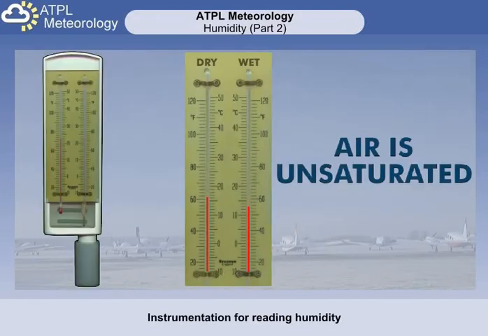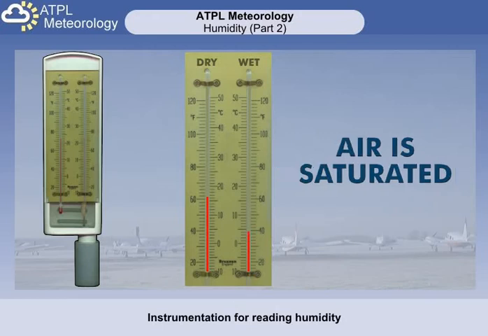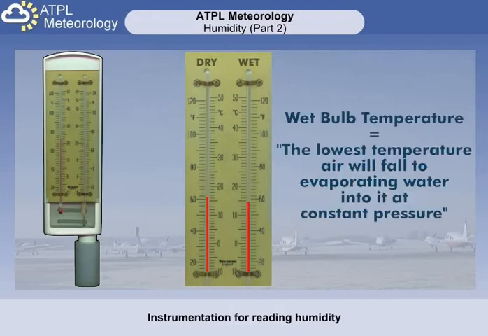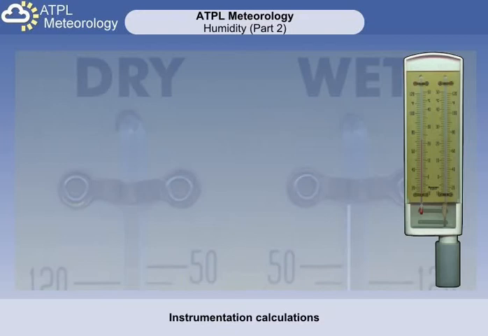If air is unsaturated, water will evaporate into it from the muslin, and latent heat will lower the temperature of the wet bulb. If the air is saturated, no water will evaporate, and the two thermometers will read the same. The wet bulb temperature is defined as the lowest temperature air will fall to by evaporating water into it at constant pressure. The difference between the dry bulb and the wet bulb decides how moist or humid the air is. The closer they are, the more humid the air is, and vice versa.